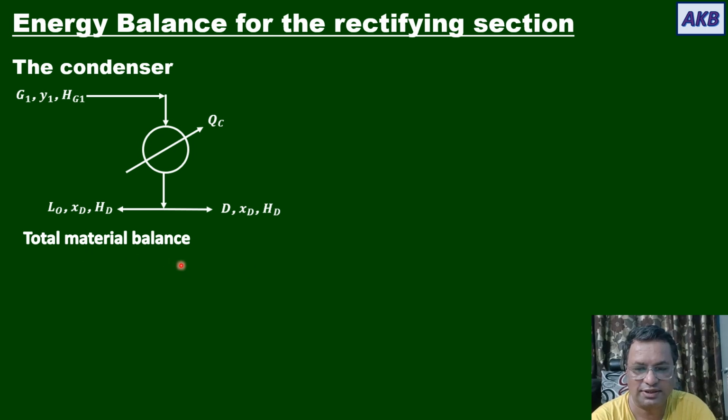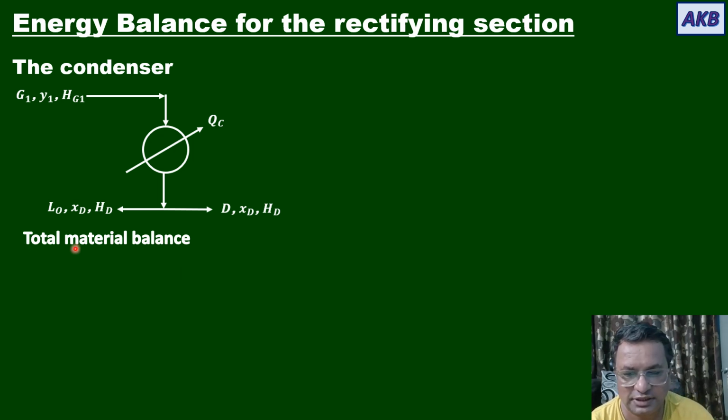Now let us take total material balance. Again, let me tell you, we are discussing total material balance at steady state. What is the meaning of that? The meaning is we are neglecting accumulation. So it will be simply input of material is equal to output of material. Same is the case with energy balance. Input energy is equal to output energy.